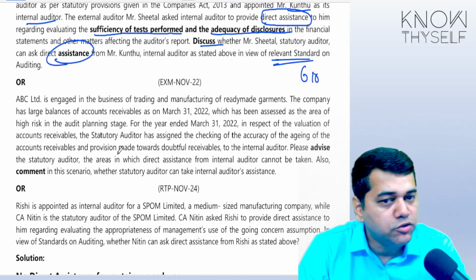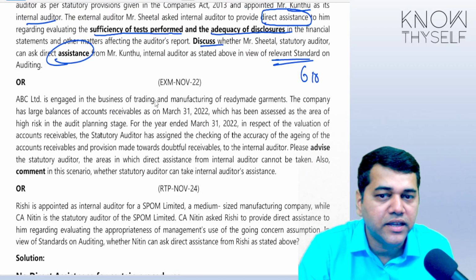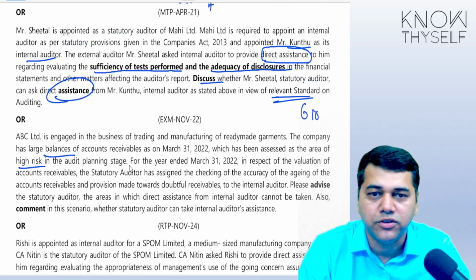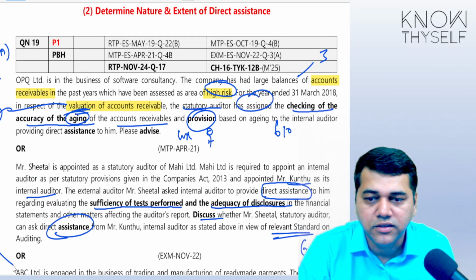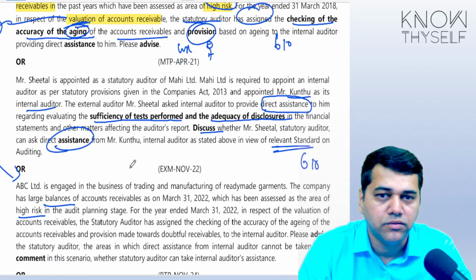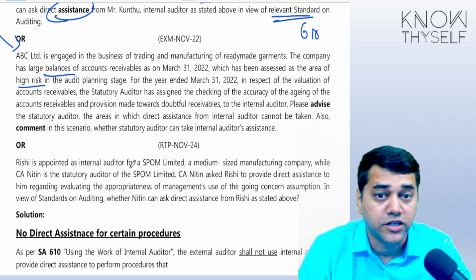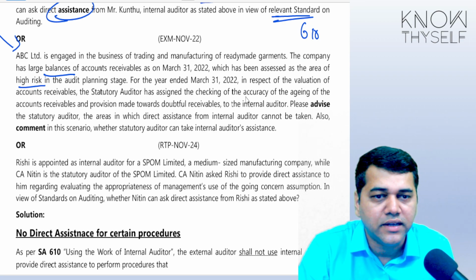Now in November 22, this question came. You see, ABC is engaged in the business of trading and manufacturing. They have large balances which have been assessed as a high risk area. So do you see that this question is nothing but your examination question. Which one? Your RTP question or test your knowledge. Sorry, test your knowledge. Now, planning, evaluation of the accounts receivable, assign the checking. Please advise the chartered auditor the areas in which direct assistance cannot be taken.